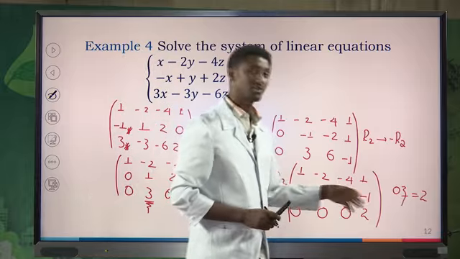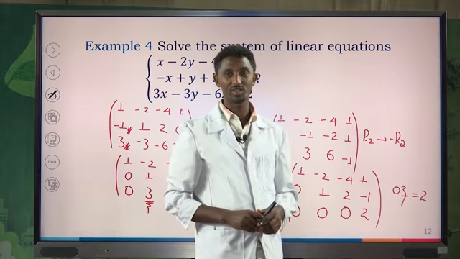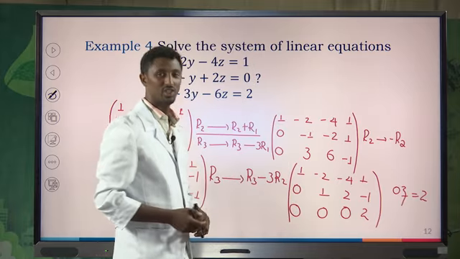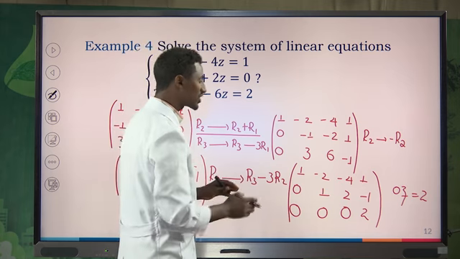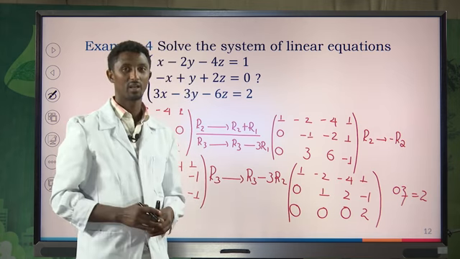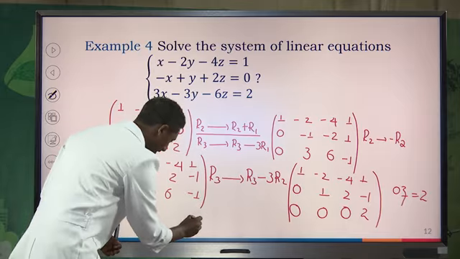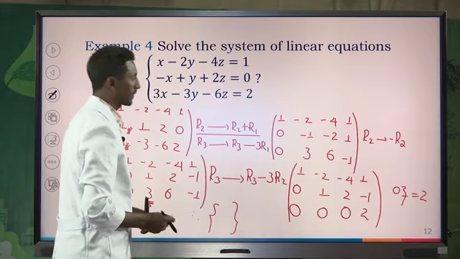So 0 times any number cannot equal 2, which implies there is no number z that can make this equation true. So what we can generalize now is that this system of linear equations has no solution. Therefore, the solution set is the empty set.